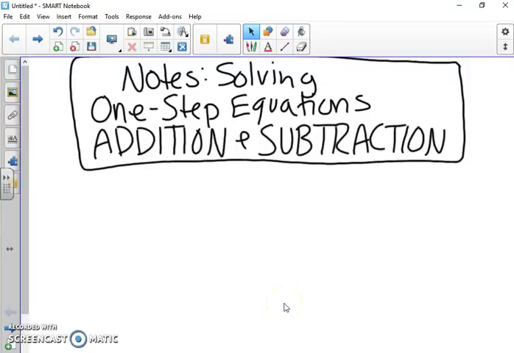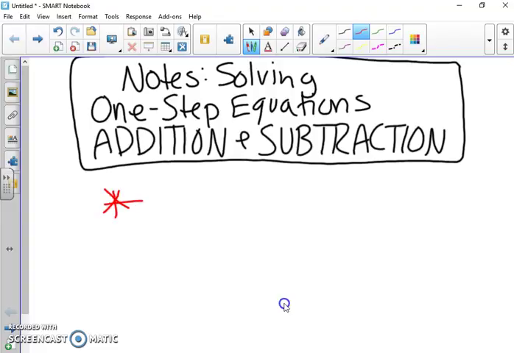Okay, when solving equations, you're always going to take the opposite operation. So the big thing here is to think about the operation that you're going to add or subtract, multiply, or divide from. For today, we're going to start off with adding and subtracting because they're best friends. So the opposite of addition is subtraction. The opposite of subtraction is addition.